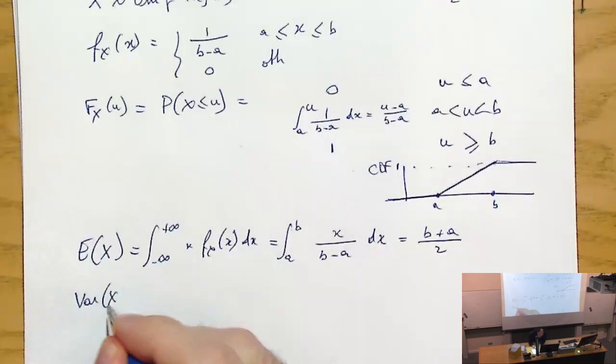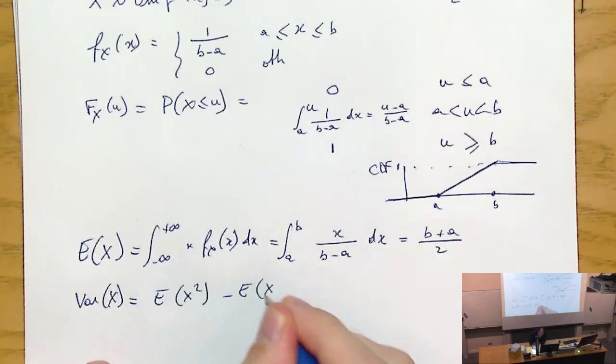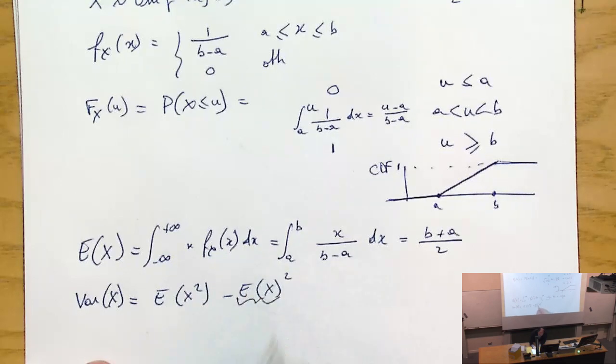Similarly, you can compute the variance of x. The variance of x is the expectation of x squared minus the square of the expectation, right? This we know already. This is (b plus a) over 2.